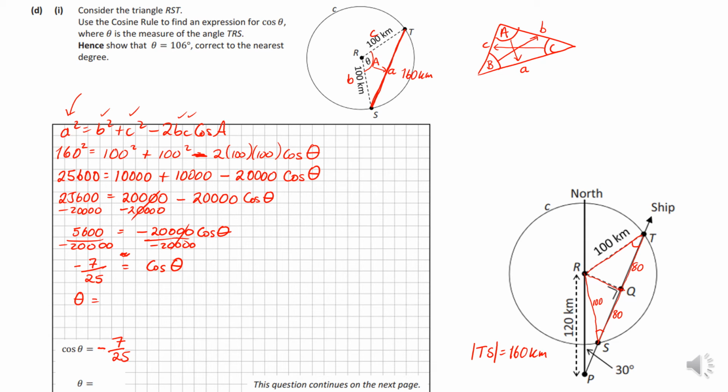Alright, so my angle should be equal to, and we use the inverse function, so going backwards. So use the shift and the cosine on your calculator to give you inverse cosine, and type in minus 7 over 25. And press equals, and we get 106.26 degrees, and it's set to the nearest degree, so we'll put down 106 degrees.